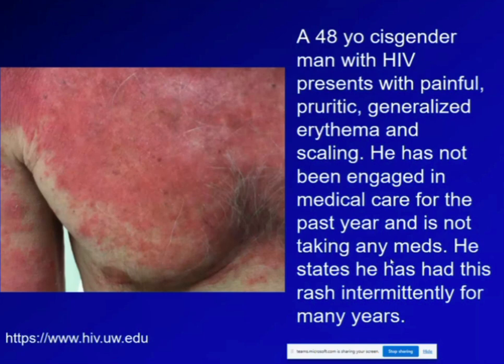58-year-old cisgender man with HIV with generalized erythema and scaling. He has not been engaged in medical care for the past year, is not taking any meds. He states he has had this rash intermittently for many years. So what do you think this is?